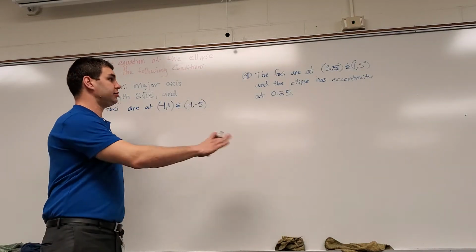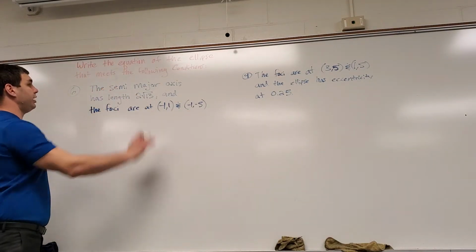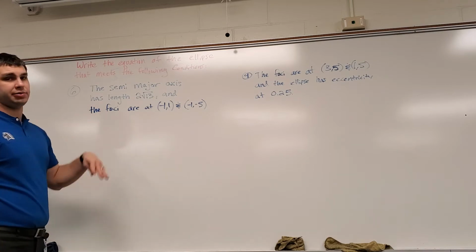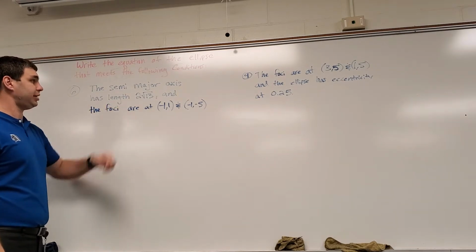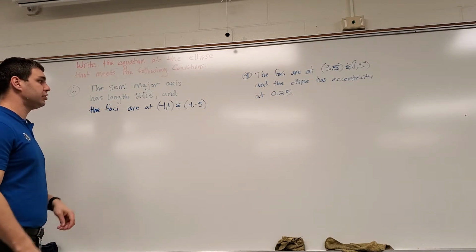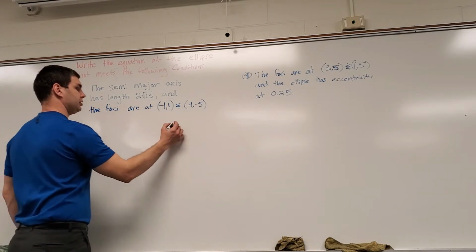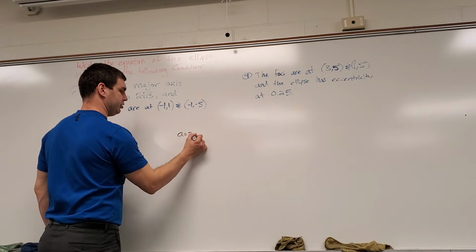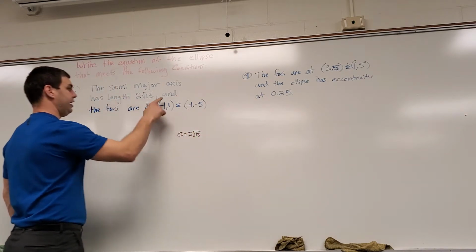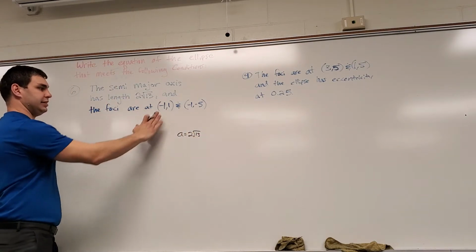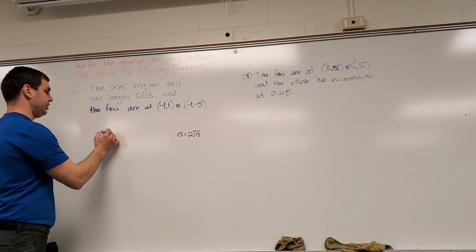All right, guys, in these two problems up here, it says we want to write the equation of the ellipse that meets the following conditions. So if you look at this first one, it says the semi-major axis has a length of 2 square roots of 13. Semi-major, that's going to be our A value. So right away I can say A equals 2 square roots of 13. And the foci are at (-1, 1) and (-1, -5).